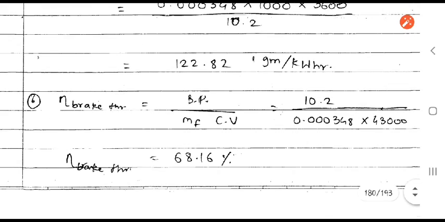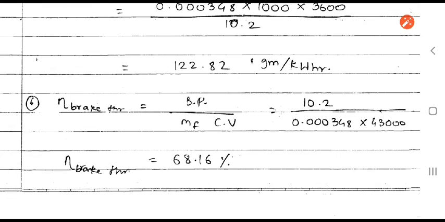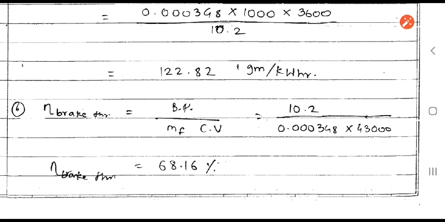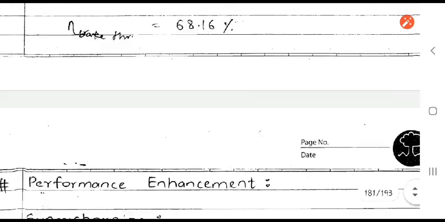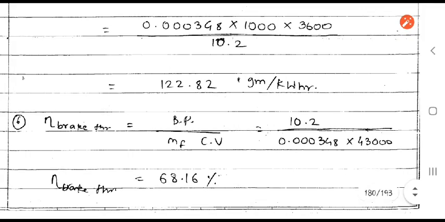And the next value is brake thermal efficiency. Again, we have the formula: brake power divided by mass of fuel into calorific value. Put all the values over here and get the value of brake thermal efficiency as 68.16. So here we completed the solution of this problem.